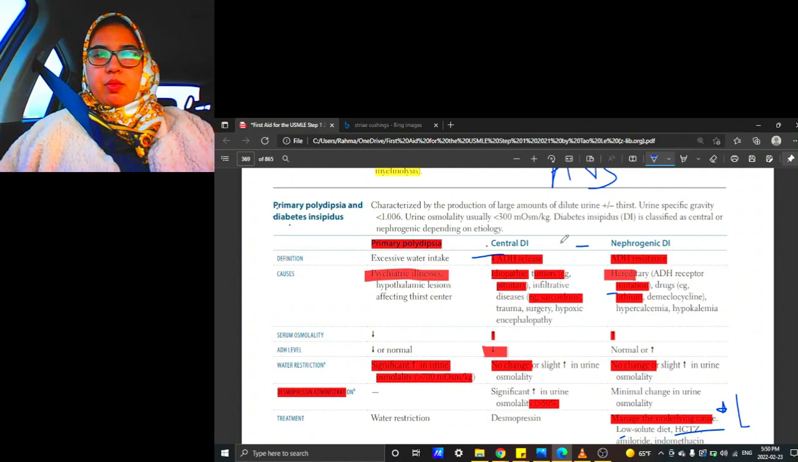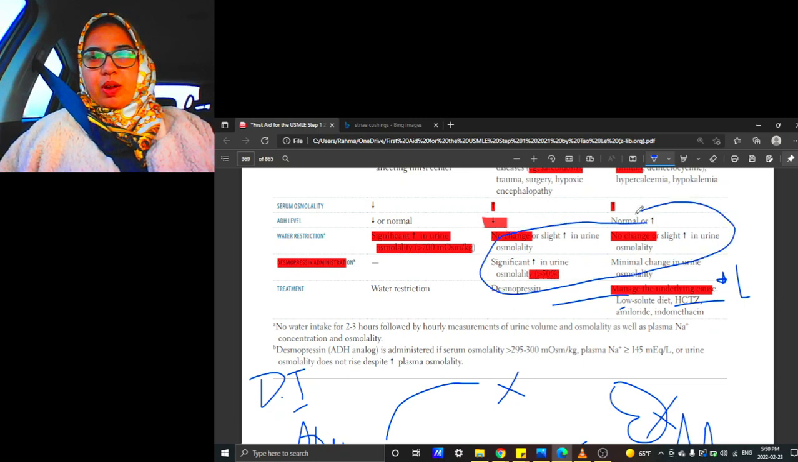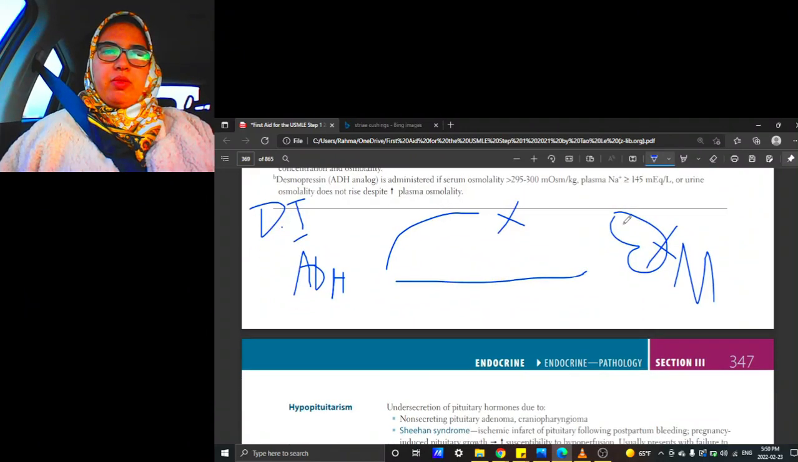Again, they will love to ask you questions. I've never seen questions really on the treatment. Mostly this section here is knowing what happens with water restriction and what happens with the osmolality at the end of the day.